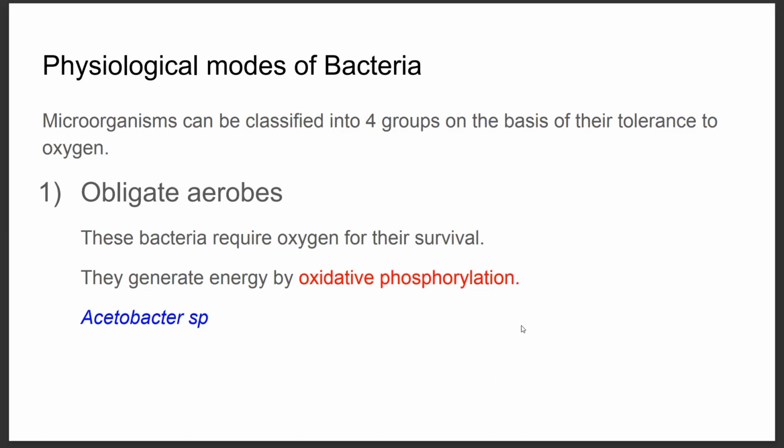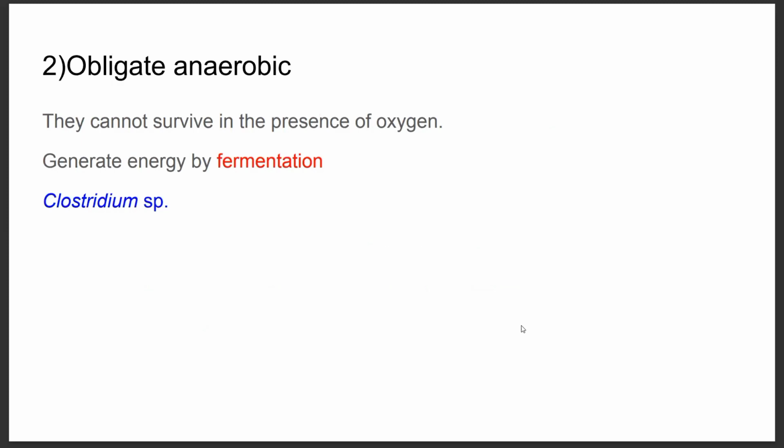Obligate aerobes. Next one, obligate anaerobes. Anaerobes say they don't need oxygen. They cannot survive in the presence of oxygen, and they generate energy by fermentation. You learn about aerobic and anaerobic methods of production of energy, mitochondria in unit 2, fermentation. Example, Clostridium species. Clostridium should be underlined and sp you have to write in normal letters. You don't have to underline that. Okay?